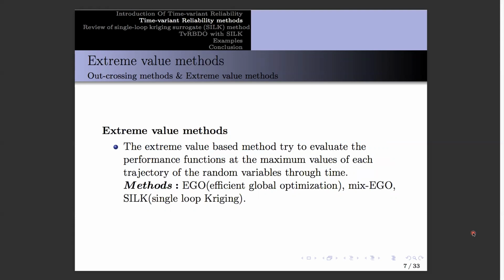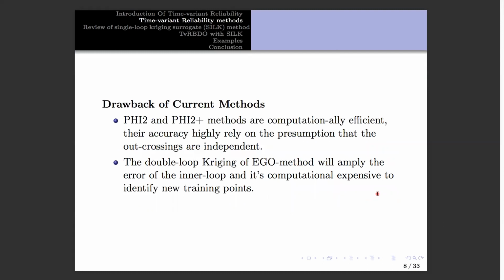However, there are many inconveniences of these methods. For example, mixed EGO, which is short for mixed efficient global optimization method, uses double loop Kriging, with the inner loop representing the performance function and the outer loop representing the extreme value of the inner loop. The double loop Kriging of the EGO method will amplify the error in the inner loop, and it is computationally expensive to identify new training points.